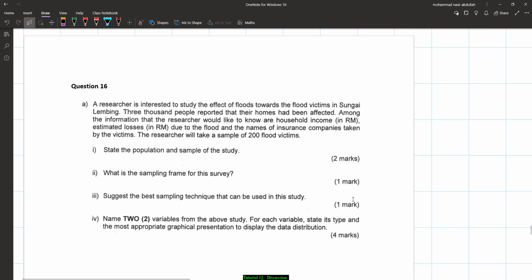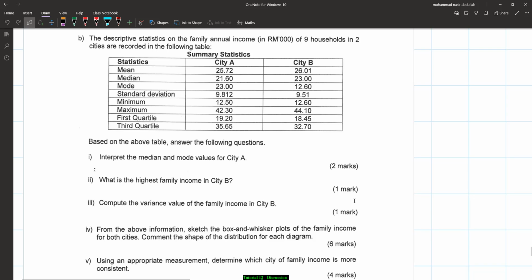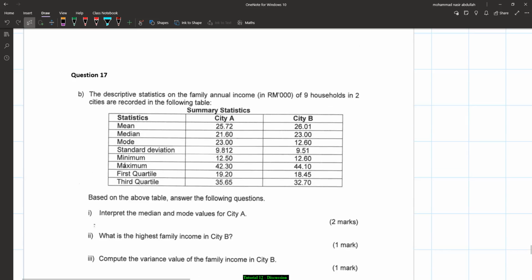16 is simple, right? And 17 is also simple. Dia benda yang sama juga macam tadi, right? So dekat sini dia kata, alright, kita tengok question number 17.